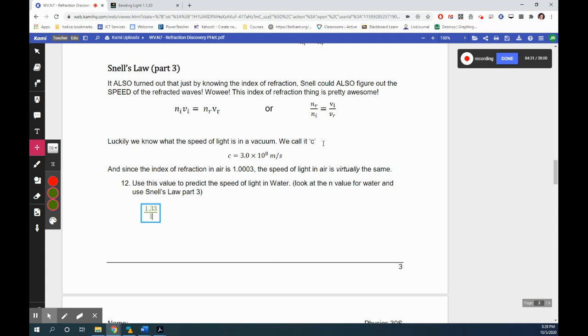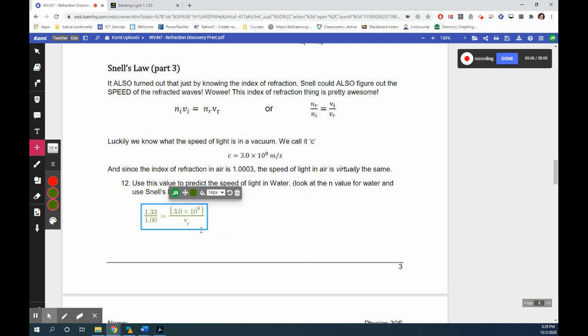And NI is 1.00. And that equals VI, the speed of light in air, the incident, 3.0 times 10 to the 8. And we have to divide that by, close bracket, now divide that by VR.